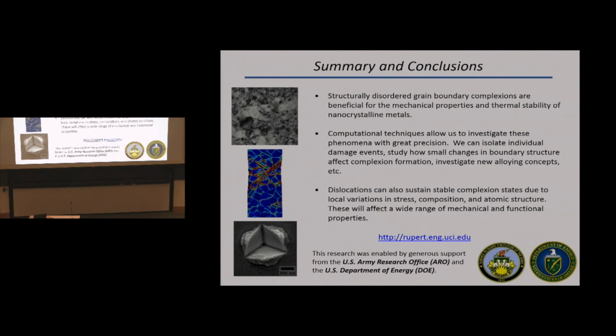We can look at individual events. We can study small atomic scale changes in grain boundaries. We can look at new alloys. We can do all kinds of things and make predictions with these sets of tools. And we were able to do that and extend this idea of complexions near defects to dislocations. And we're currently looking at how we can affect mechanical and functional properties with that.